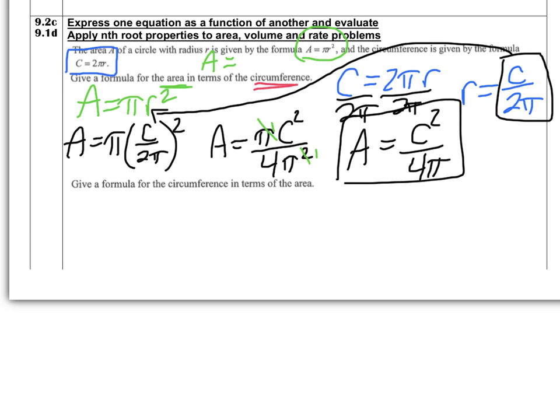Now the second part of the problem, they're reversing it. Give a formula for circumference. So they want circumference this time. So I'm just going to jot that down first. Circumference equals 2 pi r. So we've taken care of this.